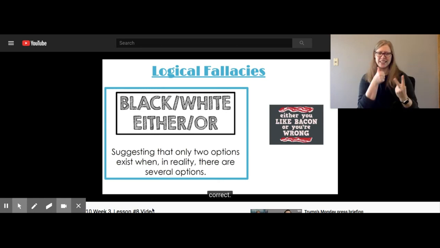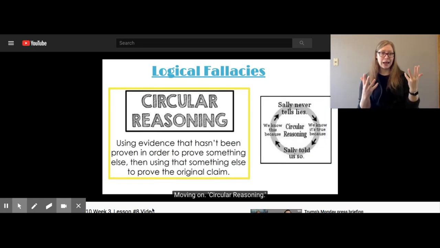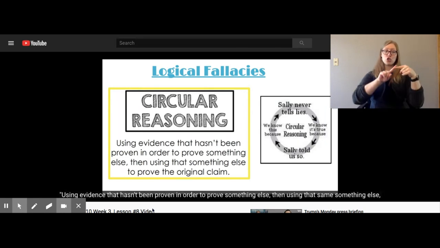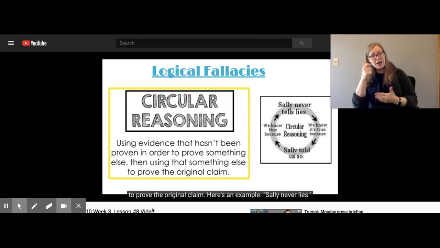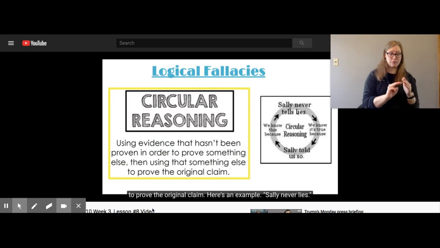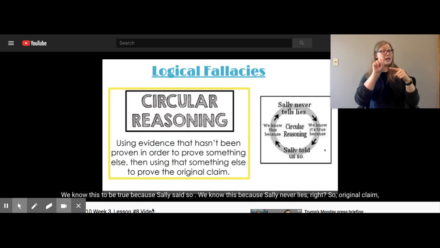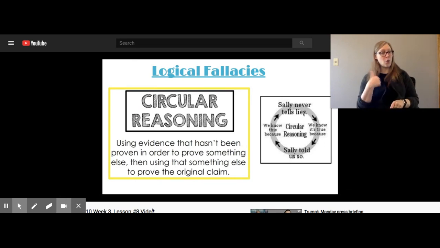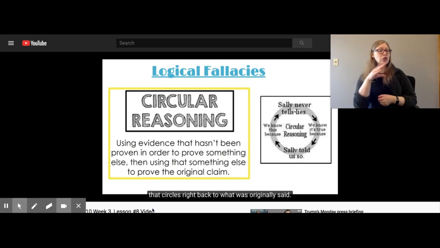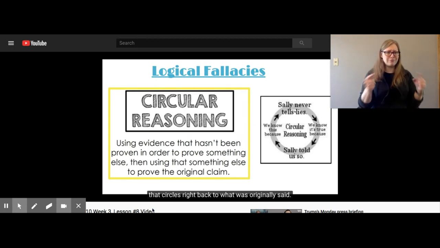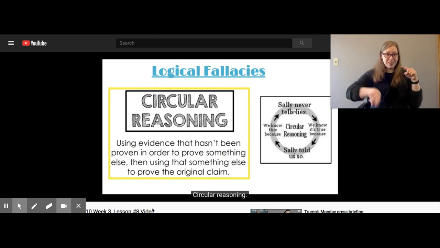correct. Moving on. Circular reasoning. Using evidence that hasn't been proven in order to prove something else, then using that same something else to prove the original claim. Here's an example. Sally never lies. We know this to be true because Sally said so. We know this because Sally never lies, right? So original claim, that circles right back to what was originally said. Circular reasoning.